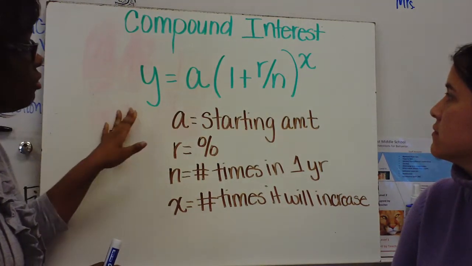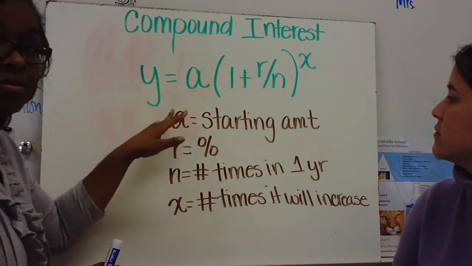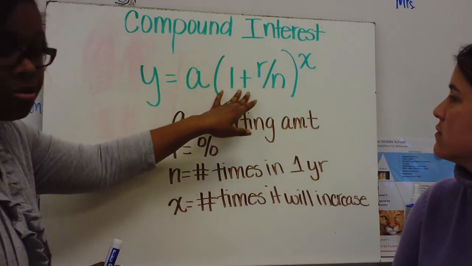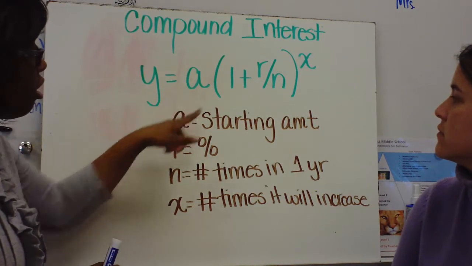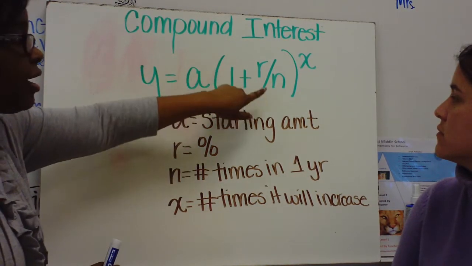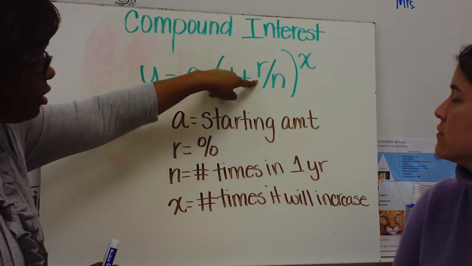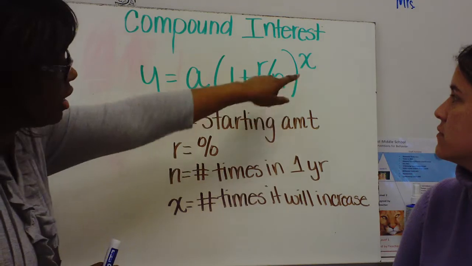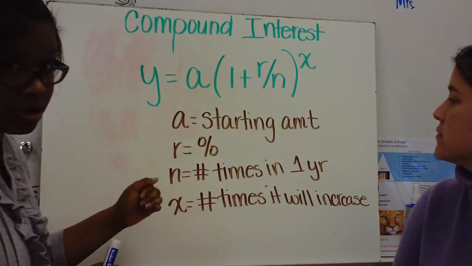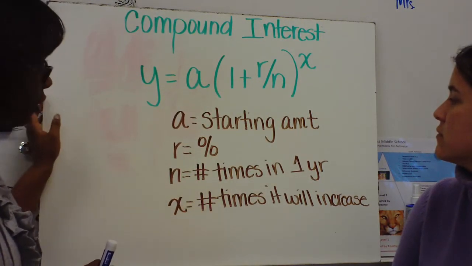I know it looks really confusing, but yesterday we talked about exponential growth. So this is growth because we're adding to 1. But a is your starting amount. R is going to be your percent, and you have to divide your percent in compound interest by the number of times it happens in 1 year. And x is the number of times it's going to increase over a particular time period.